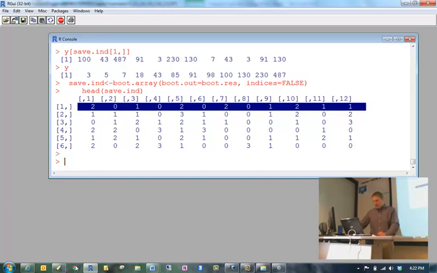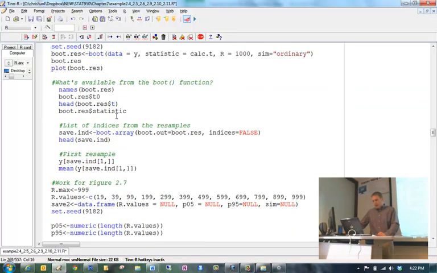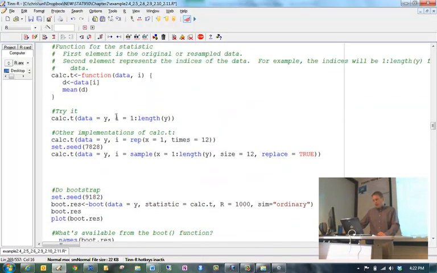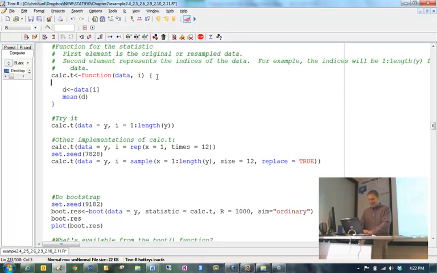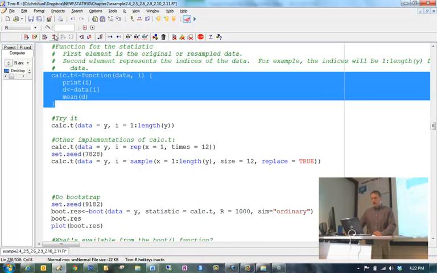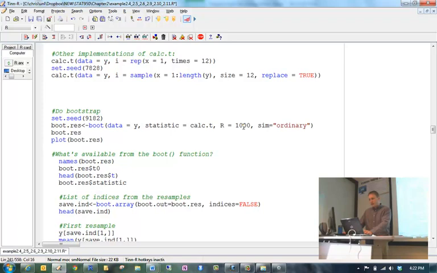Page 46, as I have listed there, an instructive activity is to actually put something like this into your calc.t function. So now I put print I. What this is going to allow me to see is the indices that are passed in when I run this. So I'm going to highlight that so I get a new calc.t, and then I'm going to run the boot function again, but this time just one resample. And let's see what happens.